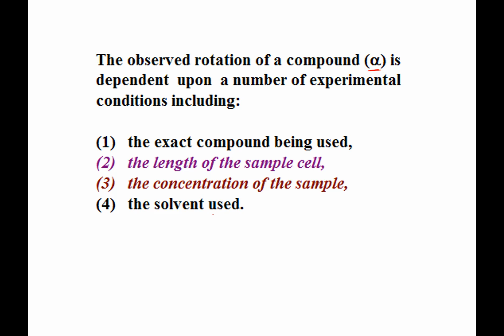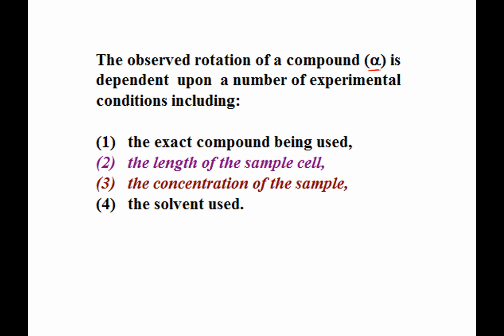It's dependent on the exact compound that's used. So in other words, each enantiomer has a unique number of degrees that it will rotate plane polarized light. But it also is dependent on the length of the sample cell. So the longer the cell, the more the light interacts with it, and the more that it rotates. And then the concentration of the sample: the more compound that's in there, the more it interacts with the plane polarized light, the more that it rotates it.